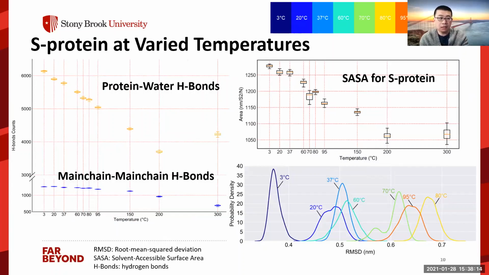So this is another measurement that we show, the SASA. SASA is the solvent accessible surface area, and we can see the same trends over there: as we increase the temperature, the SASA area monotonically and dramatically decreases. And this is the MSD distributions, which show the decrease of the MSD values with the increase of the temperature.